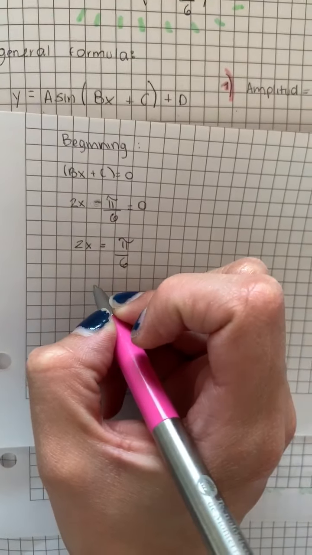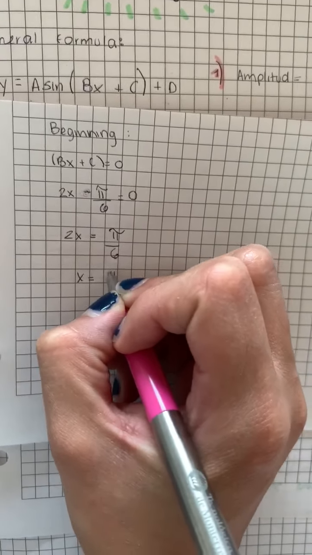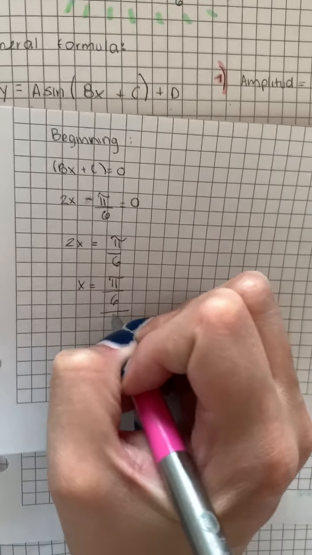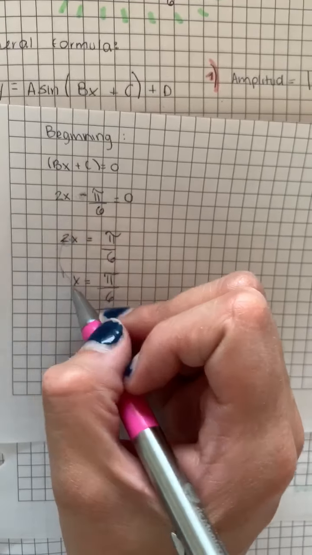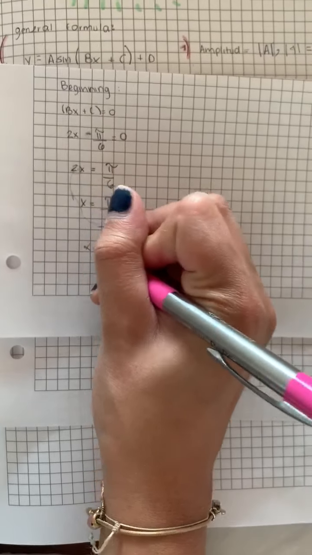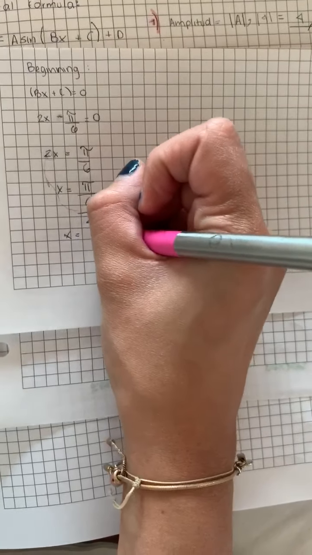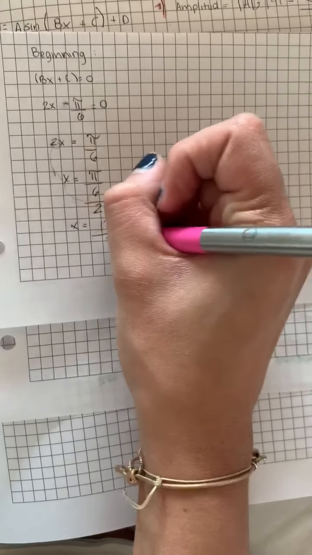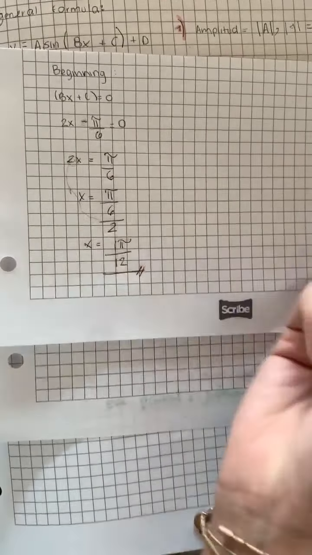Then you're putting x equals pi over 6 over 2, because this, that is multiplying x, goes to the other side, dividing. And your result is going to be 1 pi 12ths. This is your result for the beginning.